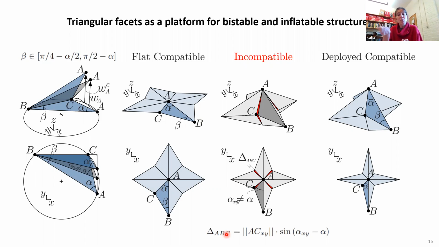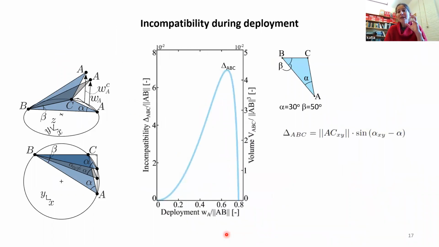And now we can use this flexibility, this compliance, to relieve this incompatibility. And the idea is that as I move between these two geometrically compatible configurations, the structure is going to be deformed, right? And this deformation caused by the geometric incompatibility is going to generate an energy barrier. And so at the end, I expect to be able to realize a bistable structure. Okay? So let's try to better understand how this geometric incompatibility varies. So here I pick a triangle, alpha 30 degrees, beta 50 degrees.